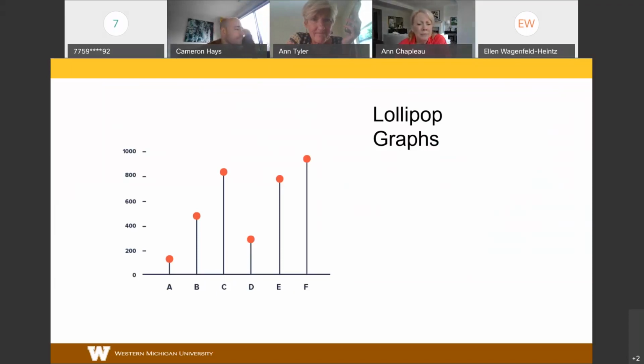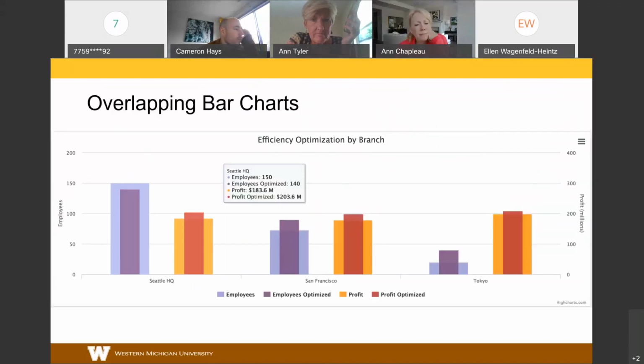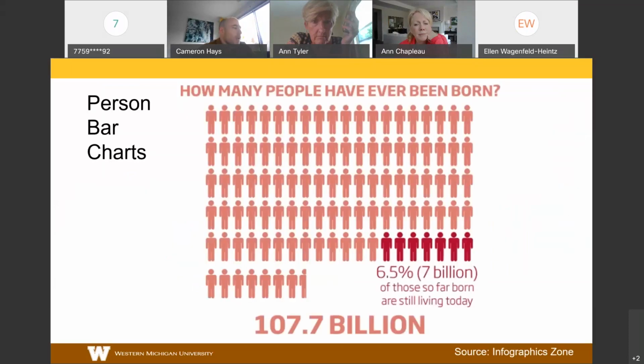And then when you have information about subsets and how they're related to the whole, overlapping bar charts are a great way to communicate that information. There are person bar charts, which are really cool. They take advantage of shapes to convey, again, an extra bit of information. And they're best for when you're trying to communicate information about relatively rare occurrences or smaller numbers. So for example, in this figure, we can see there have been a lot of people in history, but a surprisingly large amount of them are alive today.